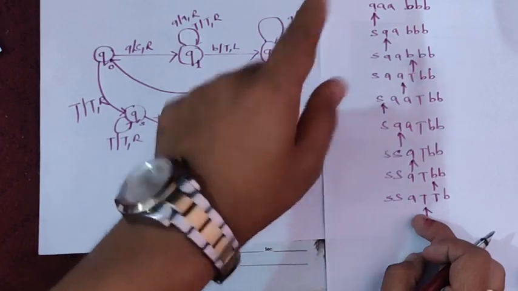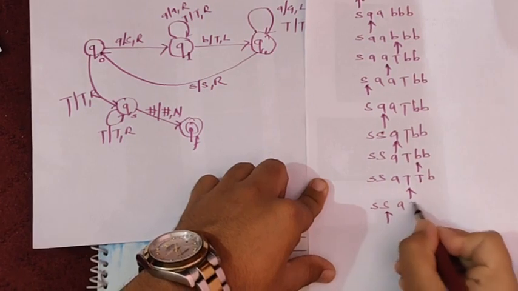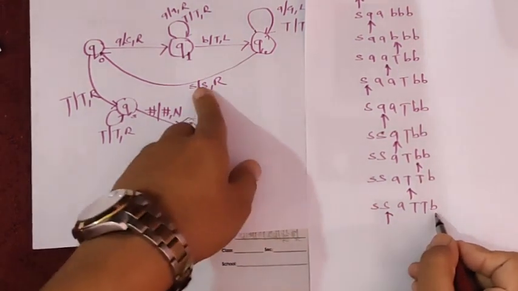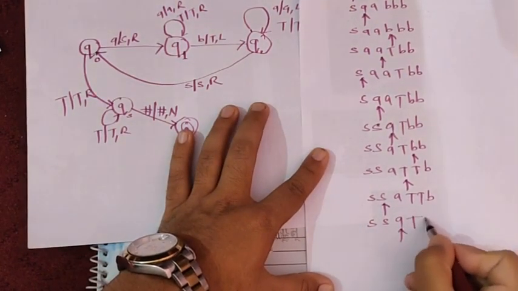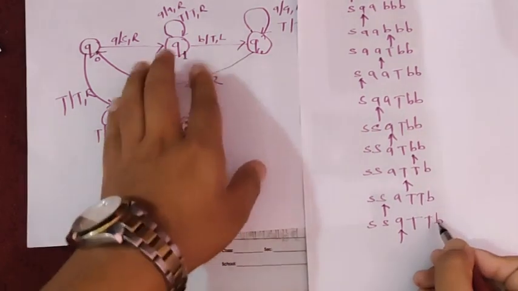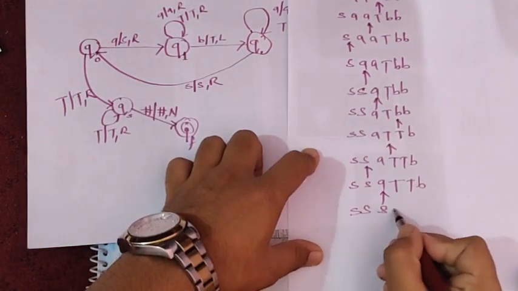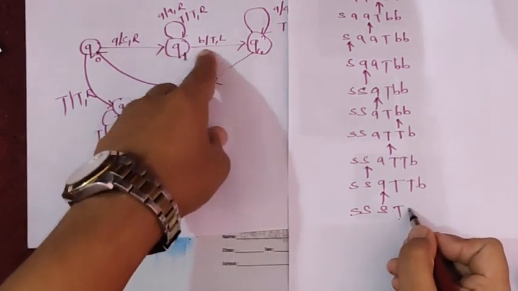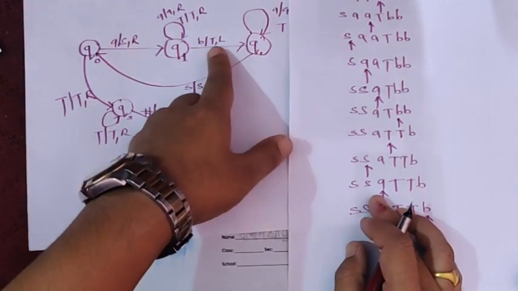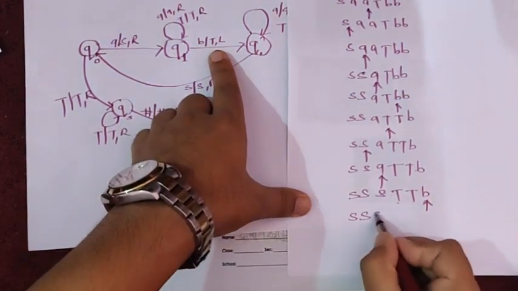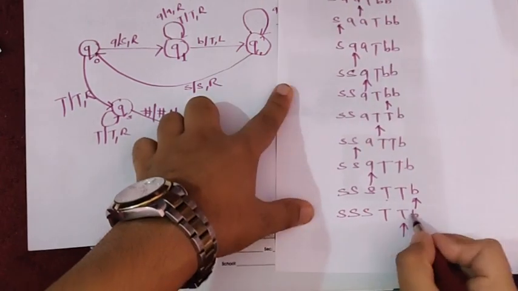So until S arises, we move to left. That means S, A, T, B. And again when S arises, we move to right. S, T, B. So when A arises, we replace it by S and move right until B arises. And when B arises, we replace it by T and move left. Okay, move left B. Sorry, it is T.